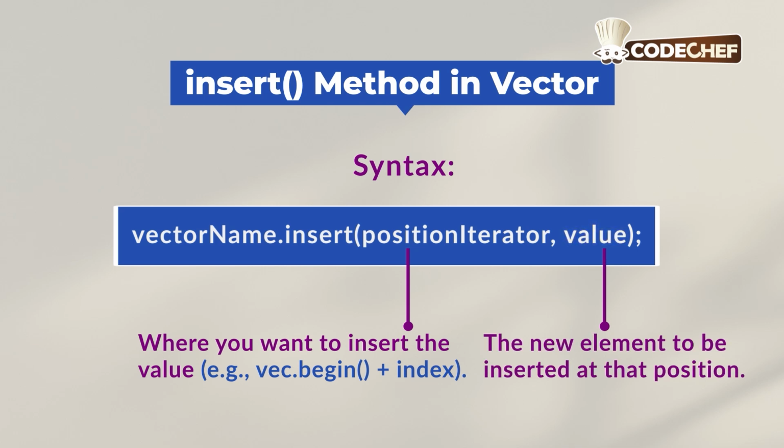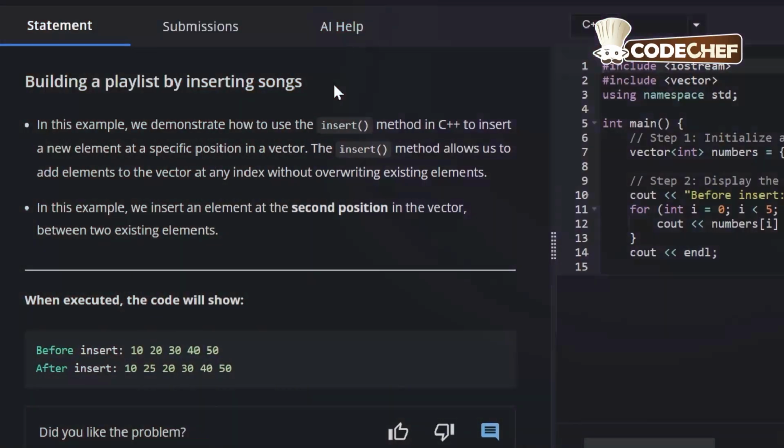Now let us go to the CodeChef platform to see how to use the insert method in vector. Here the program objective is building a playlist by inserting songs, and the expected output is before insert colon 10, 20, 30, 40, 50, after insert colon 10, 25, 20, 30, 40, 50.